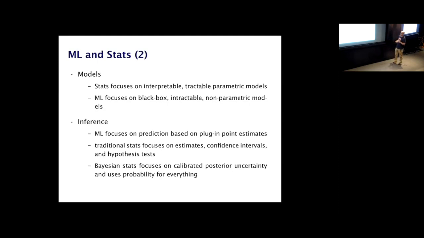So we have to do that approximately as well, whereas traditional stats focuses much more on estimates, confidence intervals, and hypothesis tests. Bayesian stats tends to focus on calibrated posterior uncertainty, and it uses probability for everything. So we can do the same sort of task that machine learning does, except we'll do it probabilistically. We won't say, yes, I think this is a cat. We'll say, I have a 92% chance of this being a cat.